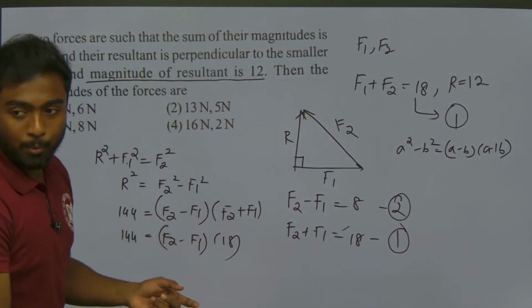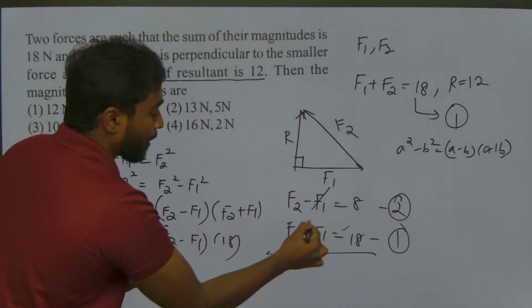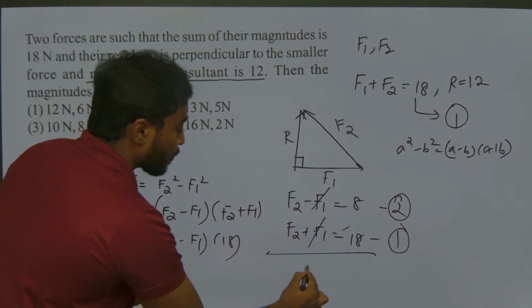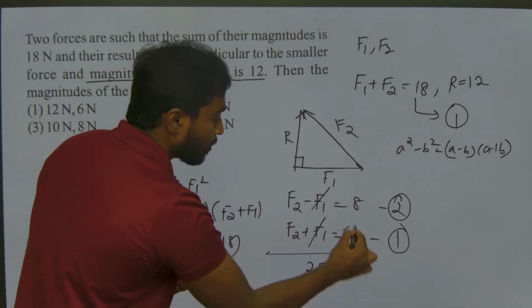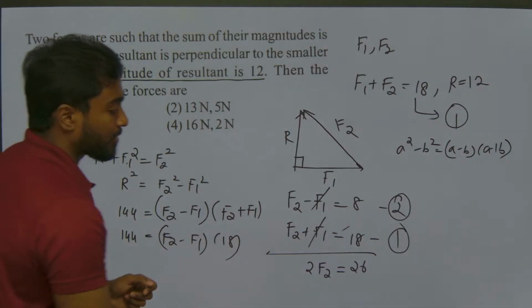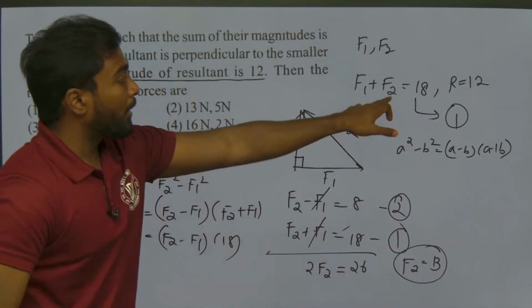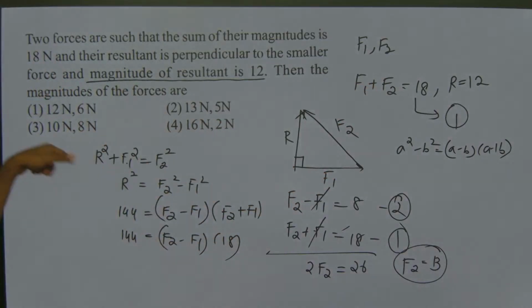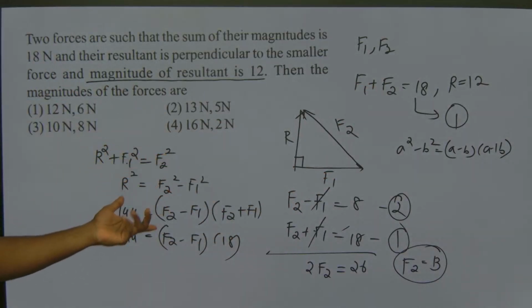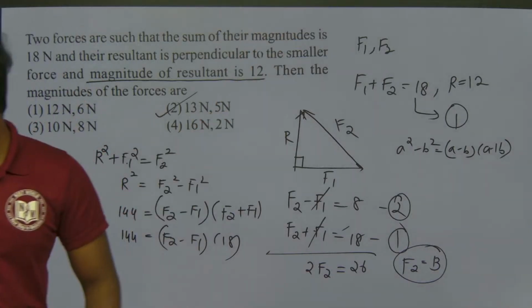I'm adding both the equations. What will happen here? F1 will get cancelled off. 2F2 will be equal to 26. So F2 will be 13. If F2 is 13, what about F1? 5. So which is the correct option here? 13 and 5, option 2.